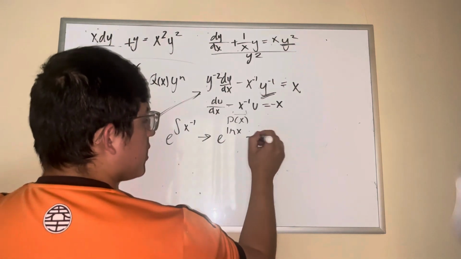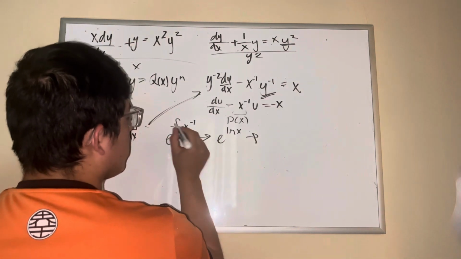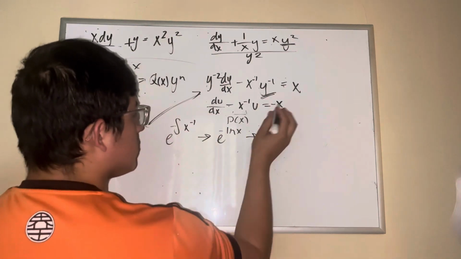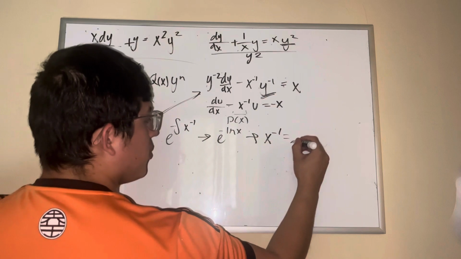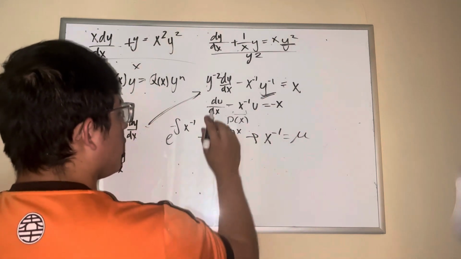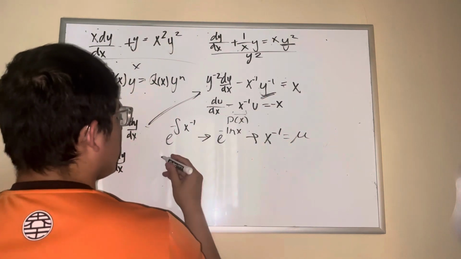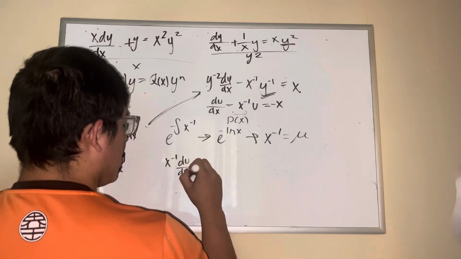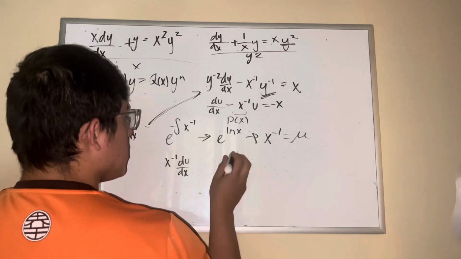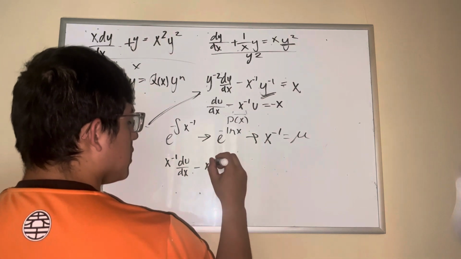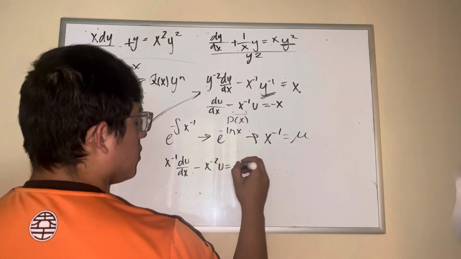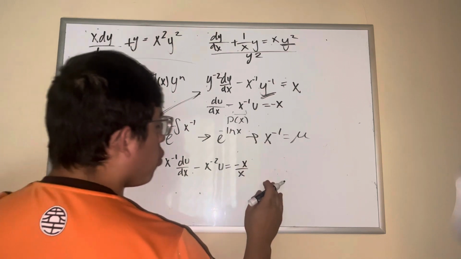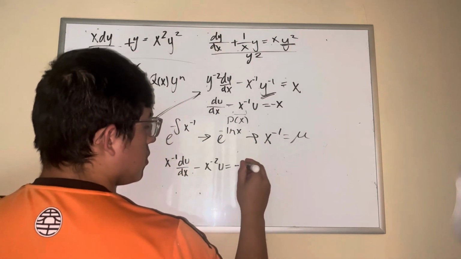e to the natural log of x, with the negative on the end, becomes x to the negative 1. That's our integrating factor. This is our mu. So plug it into our formula. We get x to the negative 1 du/dx minus x to the negative 2 u is equal to negative x over x, which just becomes negative 1.